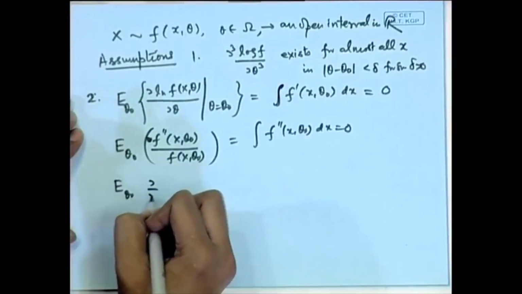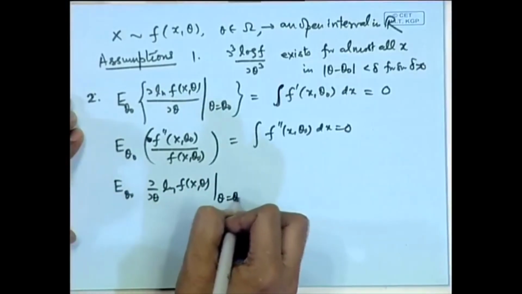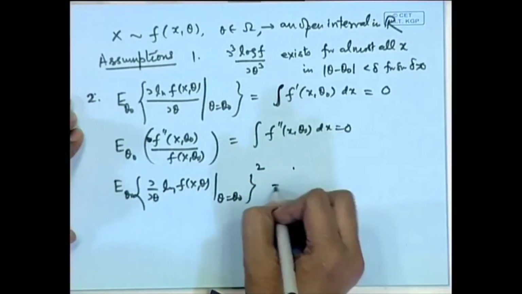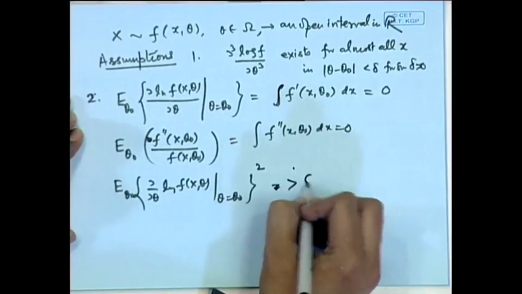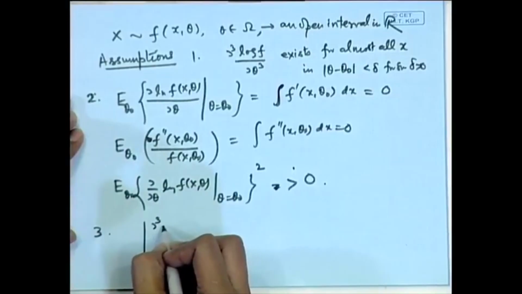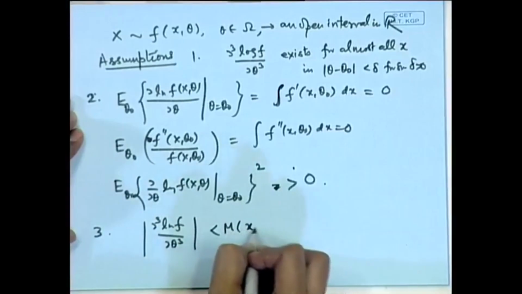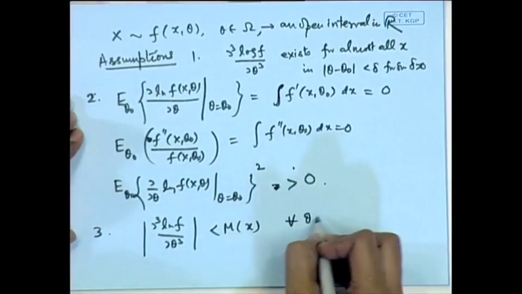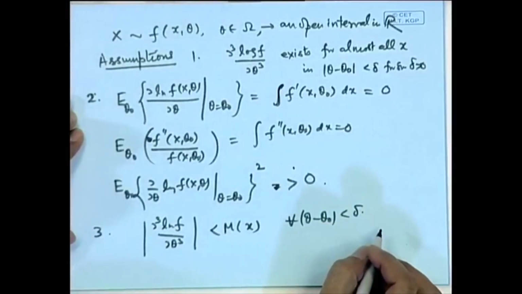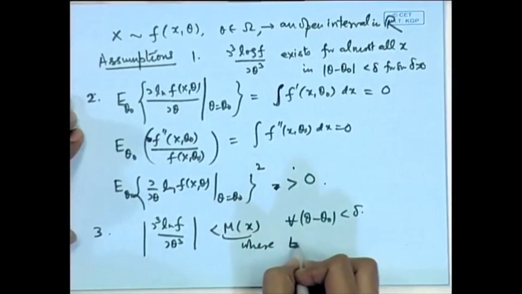and this square is greater than 0, and the third order derivative is bounded in a neighborhood of theta naught, where m(x) is also an integrable function.